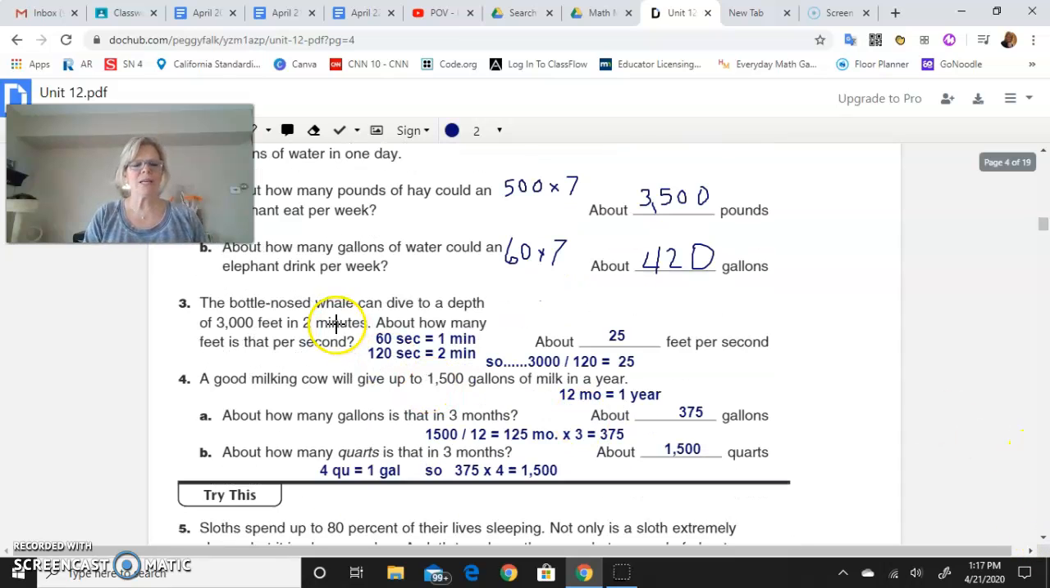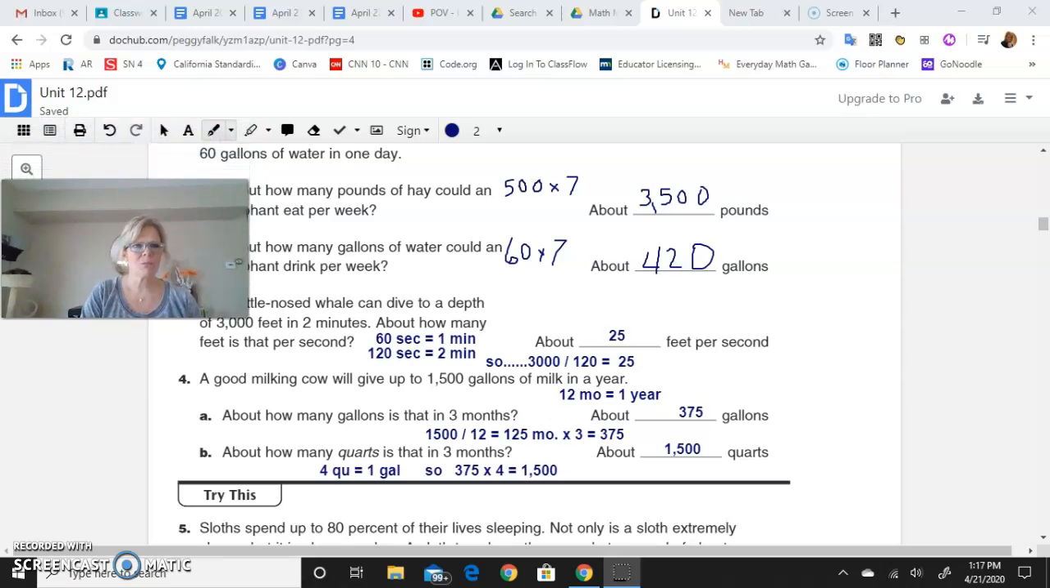Okay, a bottlenose whale can dive to a depth of 3,000 feet in 2 minutes. Well, about how many feet is that per second? Well, there are 60 seconds in 1 minute, another 60 in 2 minutes, so 120 seconds in 2 minutes. So you take 3,000 feet and you divide it by 120 seconds and you get 25 feet per second.